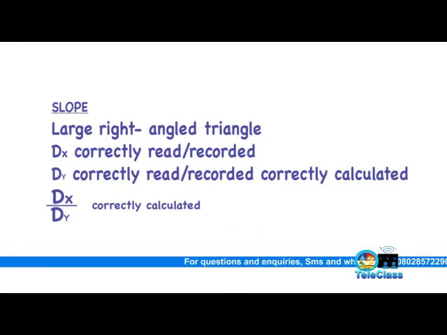mark. For instance, if your dx is correct and your dy is wrong, then the evaluation of dx over dy is still correct. We have what we call follow through. Even though you have failed, we don't transfer penalty. Even though you have failed at a point, you continue with those wrong values and you get the answer for the last part, you still get a score for that. So that is that for slope, which gives you 2 marks.